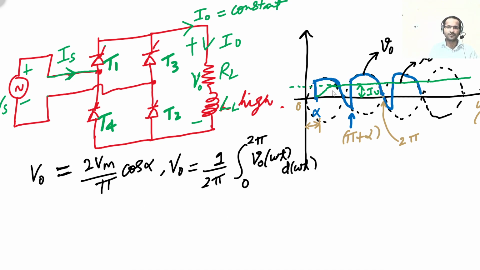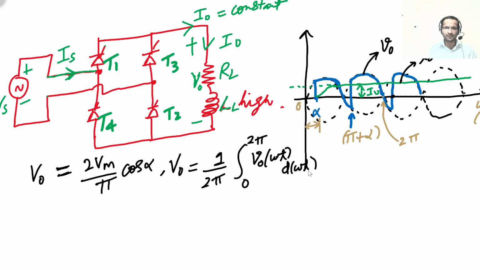V output will follow the supply voltage Vm sin omega t from alpha to pi plus alpha, and it will follow minus Vm sin omega t from pi plus alpha to 2 pi plus alpha, up to this instant. So you can calculate, you will get this.